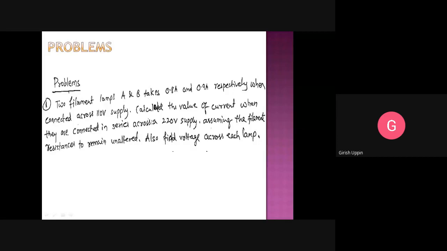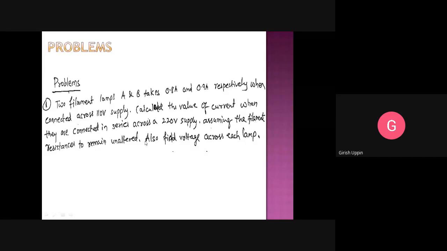Now this is the first scenario where you have connected lamp A to 110 volt, it takes 0.8 ampere. Second scenario, lamp B connected to 110 volt, it takes 0.9 ampere current. Now calculate the value of current when they are connected in series across a 220 volt supply. The next scenario is that lamp A and lamp B are connected in series across a 220 volt supply. You have to find what is the current, assuming the filament resistance remains unaltered. Also find the voltage across each lamp.